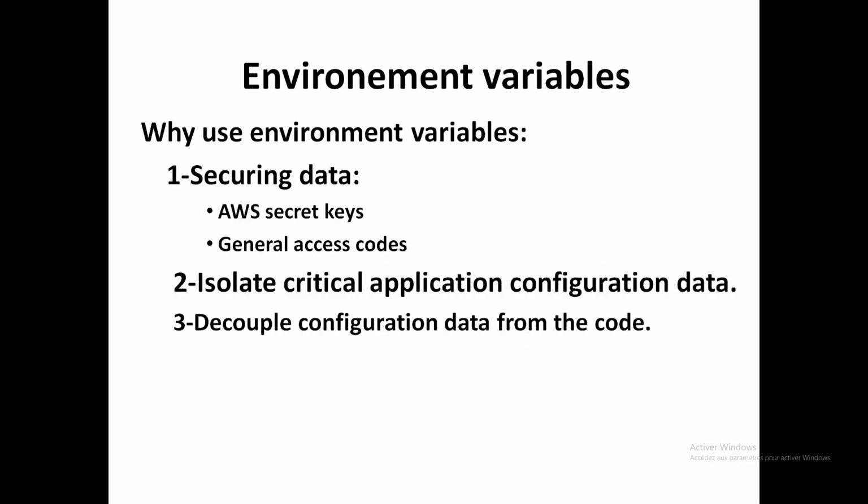Why use environment variables? We have three main reasons. The first one is securing data, for example, to store AWS secret keys for the cloud, or to store general access codes, for example, user and password to access a database. The second reason is to isolate critical application configuration data. And the third one is to decouple configuration data from the code.